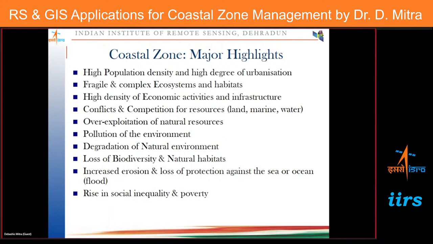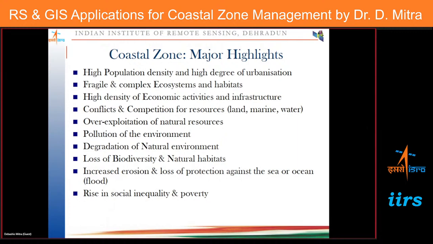So this is basically the coastal zone. The major highlights are high population density and a high degree of urbanization. Lots of new cities are coming up near the coast. Lots of 5-star hotels are coming up very near the coast to attract tourists. It's a very fragile and complex ecosystem and habitat. This we have already discussed. Lots of high density economic activities and infrastructure are happening in the coastal area.